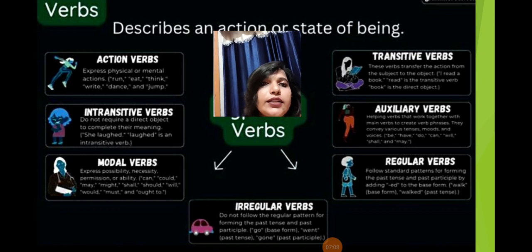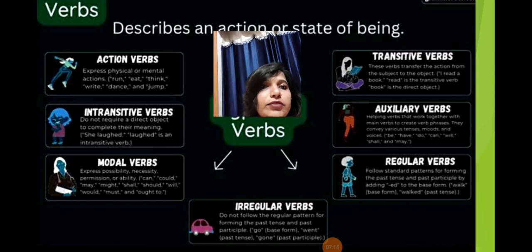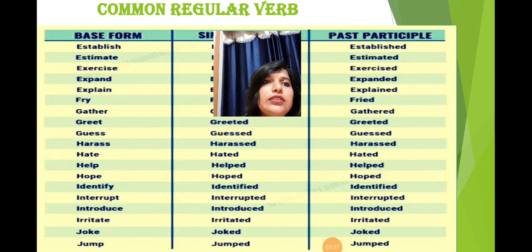And irregular verbs are called strong verbs, and they don't follow the regular pattern of adding -ed. They change their form, like go is changed into went, and went changes into the third form, gone. Go, went, gone, like that. So let's see the next.